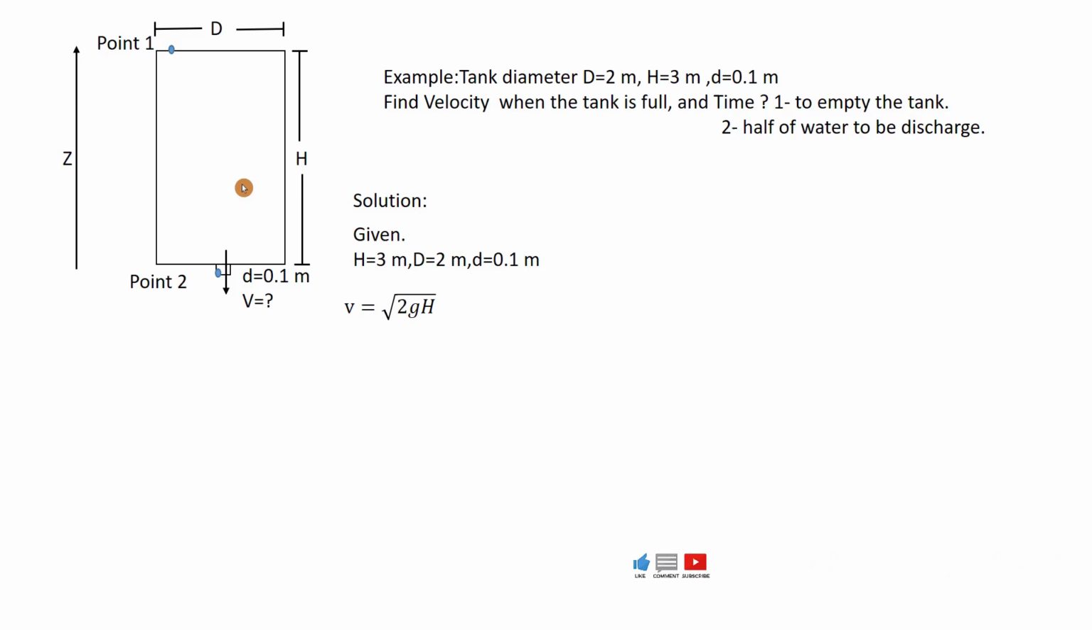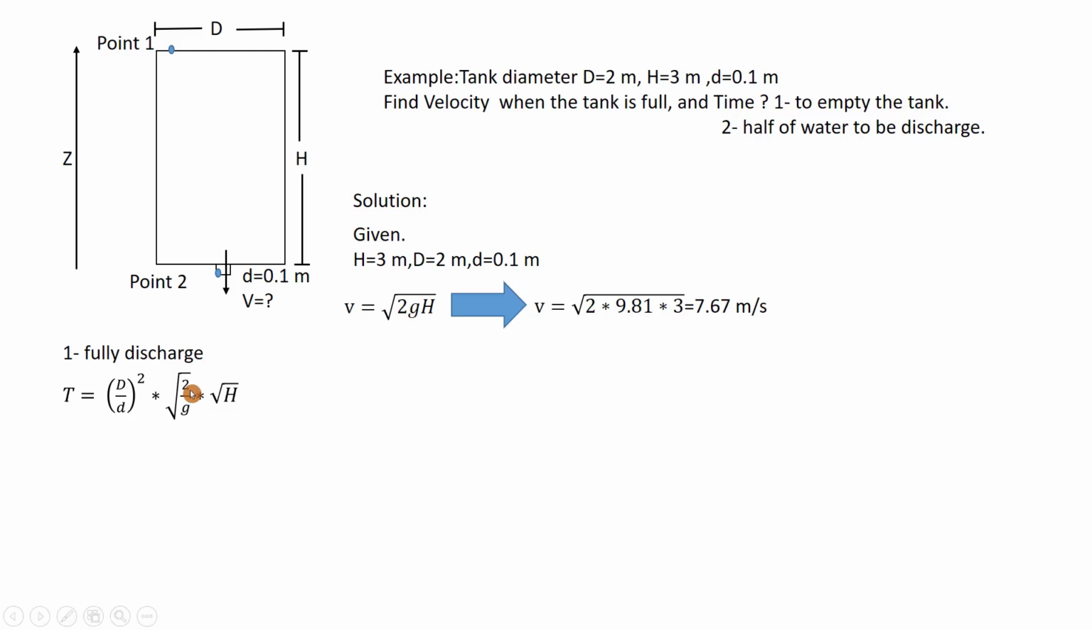Just apply velocity equal to the square root of 2gh, and put the values for g and h. With g the acceleration, which equals 9.81, and capital H the height. So the velocity when the tank is full is equal to 7.67 meters per second. And now finding the time when the tank is fully discharged.